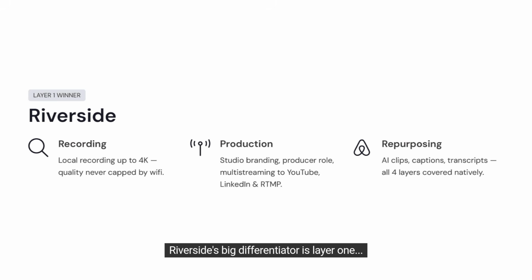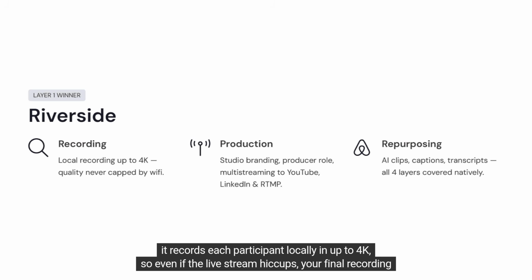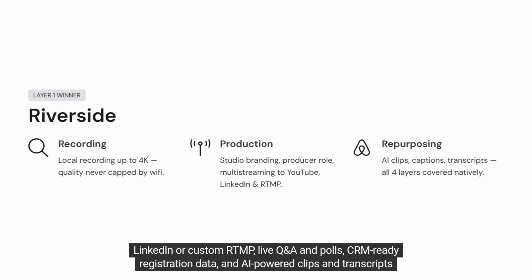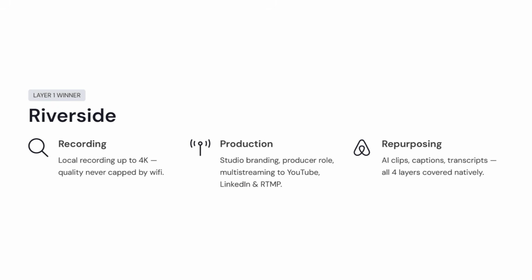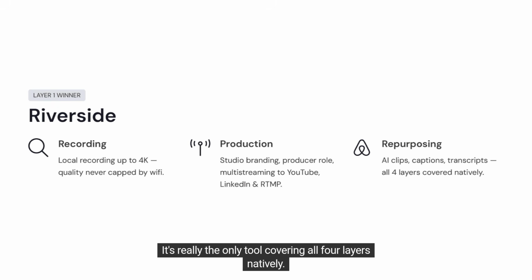Riverside's big differentiator is Layer 1. It records each participant locally in up to 4K, so even if the live stream hiccups, your final recording stays pristine. On top of that, you get live branding and layouts, a dedicated producer role, multi-streaming to YouTube, LinkedIn or custom RTMP, live Q&A and polls, CRM-ready registration data, and AI-powered clips and transcripts after the fact. It's really the only tool covering all 4 layers natively.